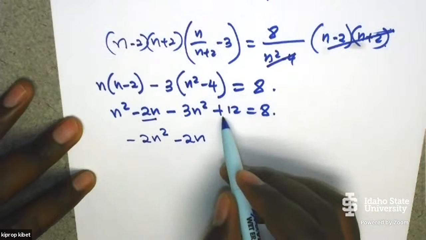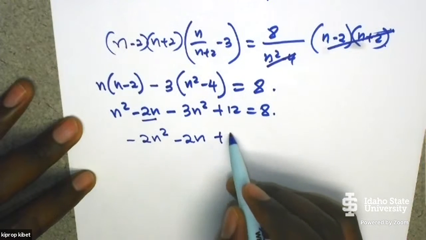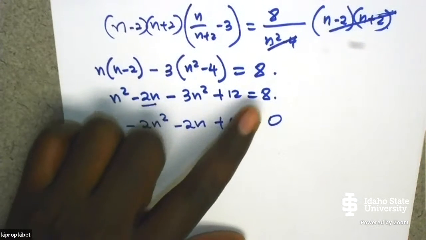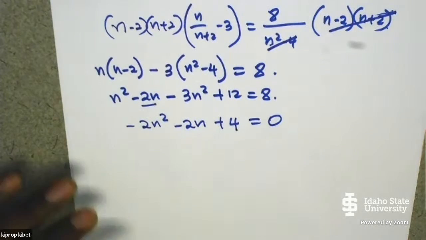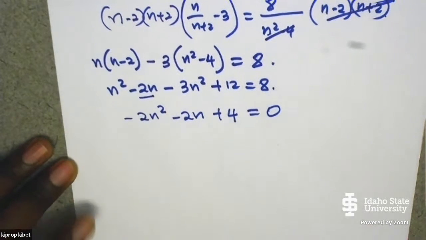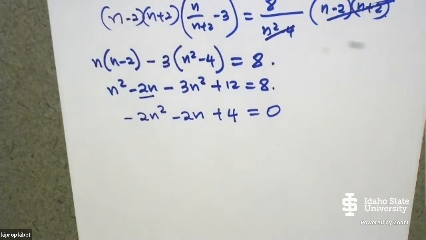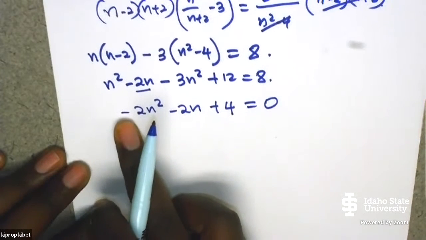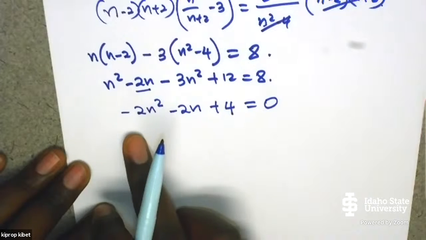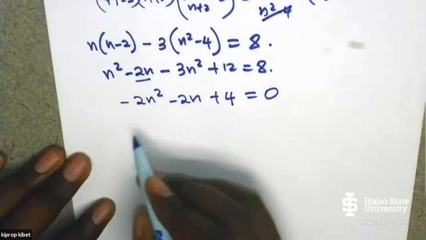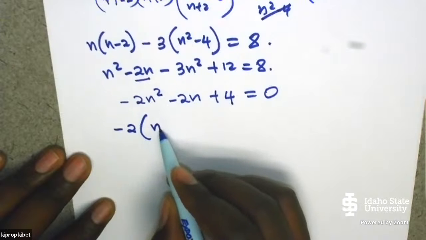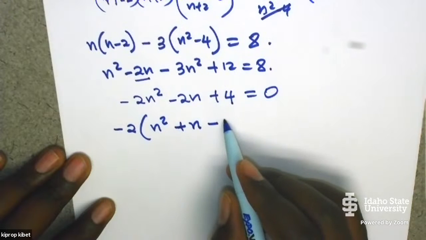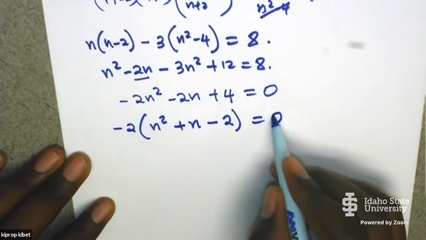We bring the 8 to this other side. You get what? Plus 4 equals 0. 12 minus 8 is 4, right? Equals 0. Now, we can actually factor out what? We can factor out minus 2. So we can factor out minus 2. So n squared plus n minus 2 equals 0.